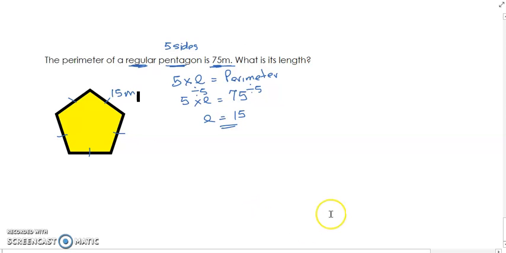Okay? All right, so that is how we find the missing side. If you're not too sure, you can go through it again. And if you have any problems, you let me know.